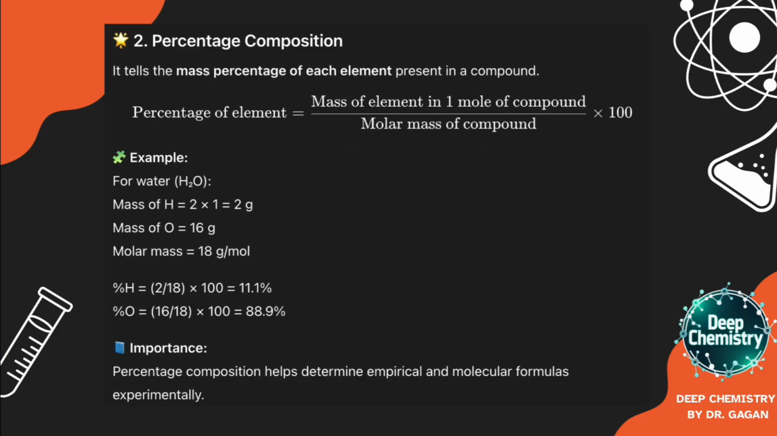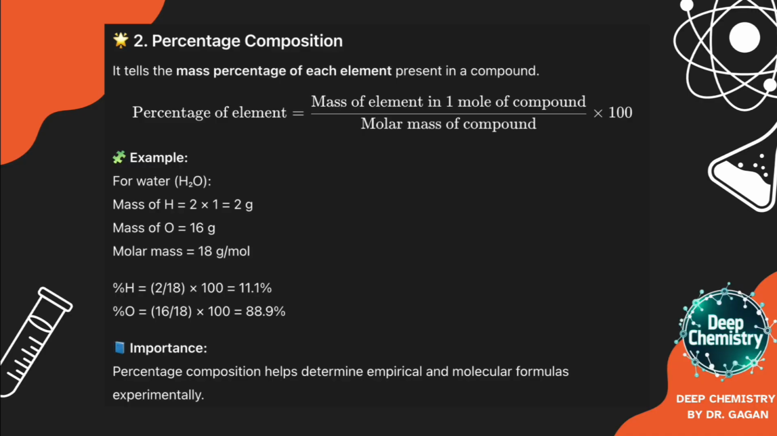Next comes percentage composition, the percentage by mass of each element in a compound. It helps us understand the elemental makeup of any compound. Formula: percentage of element equals mass of element in 1 mole divided by molar mass of compound multiplied by 100. Let's take an example of water.